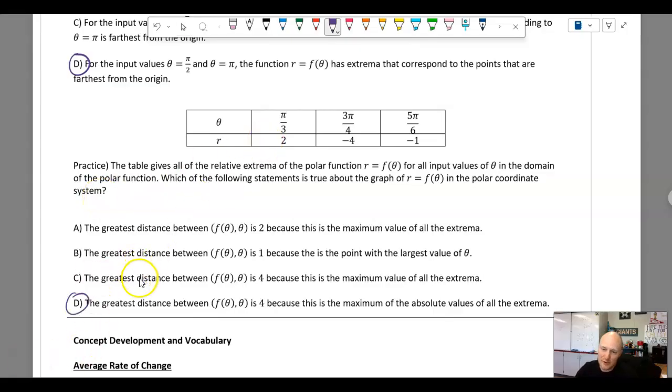Okay, no surprise here. The answer is D. This should be pretty easy. They say the greatest distance is 4, and that's because it is the biggest value. Although I know it's negative, right? I know it's negative, but still it's the biggest value away from the origin. So it's the absolute value of all the extrema. Okay, so the answer there is D.